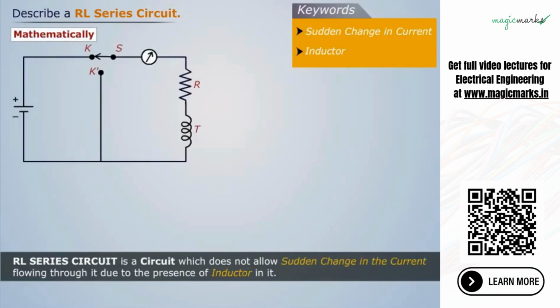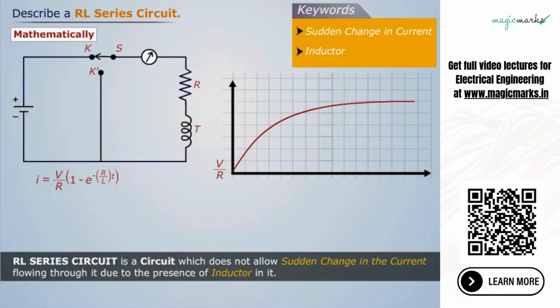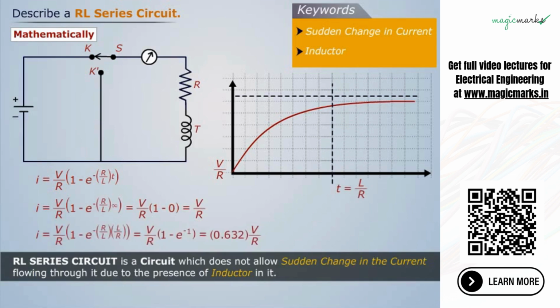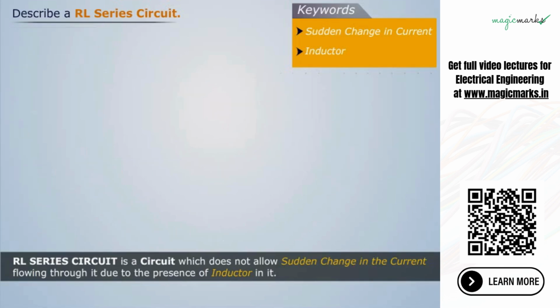Mathematically, rise of current in the circuit when switch is at position K is given by, graphically, this equation can be represented as, note that the maximum current for the circuit will be V by R, and at time t equal to L by R, the current in the circuit is found to be 0.632 times the maximum current.